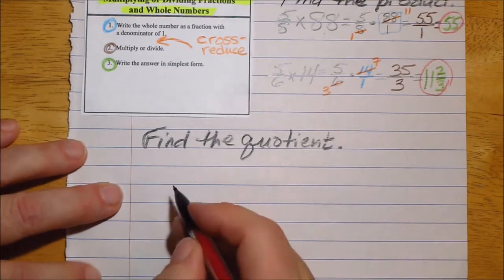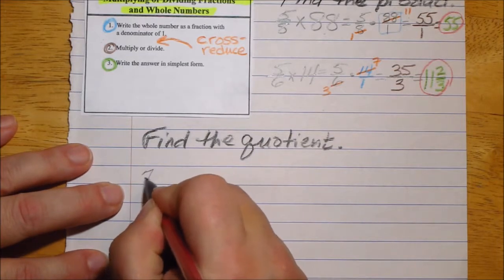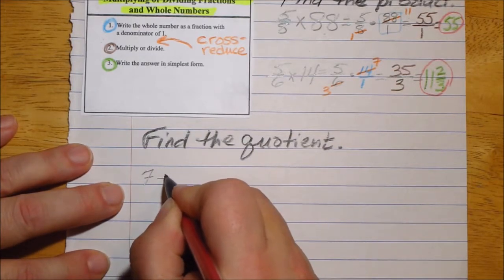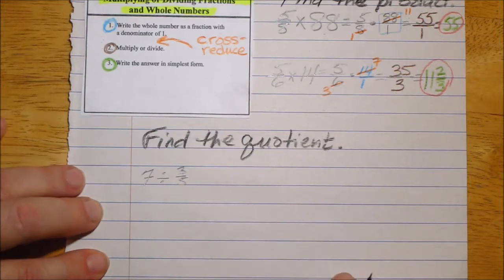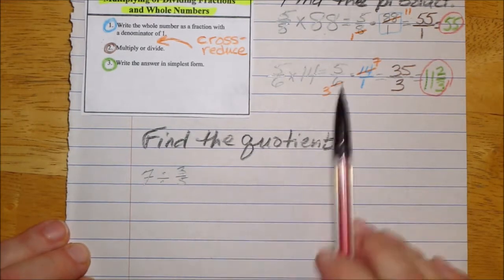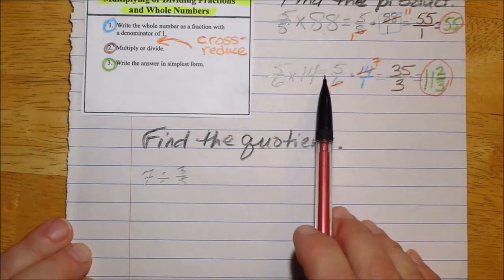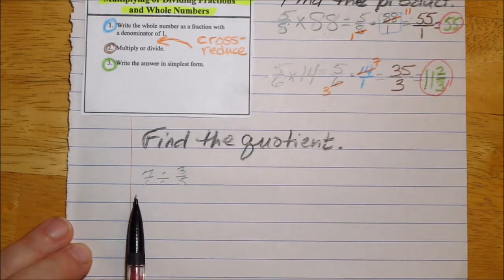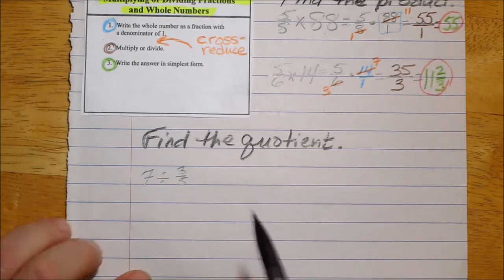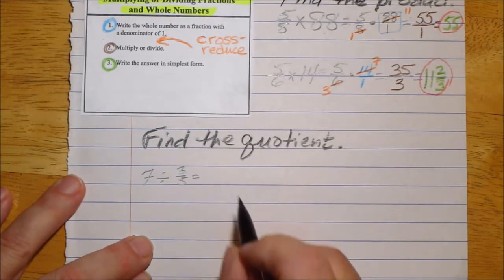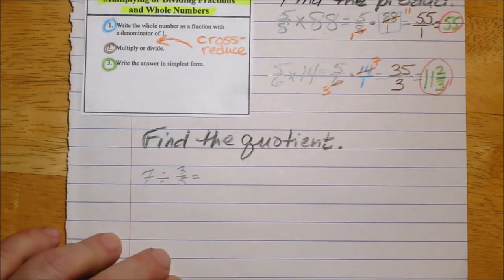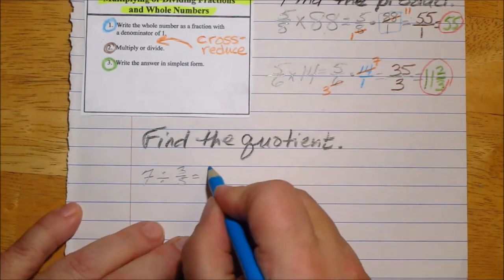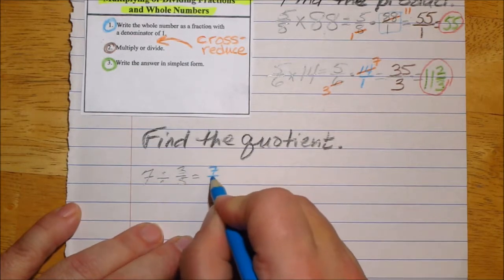First problem. 7 divided by 3/5. So, even though up here, when we were multiplying, the whole number was second, the whole number is first down here. Doesn't matter at all. The steps are exactly the same. So, what we have to do first is put the whole number over 1. So, we're going to put that 7 over 1.